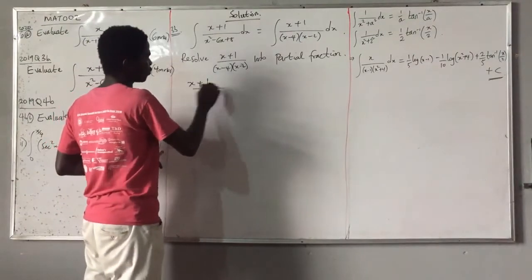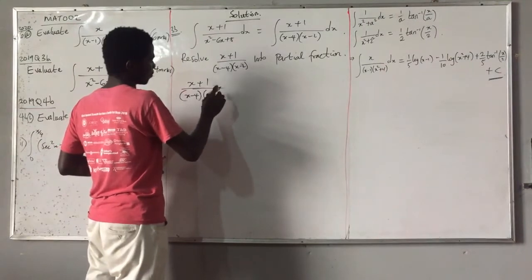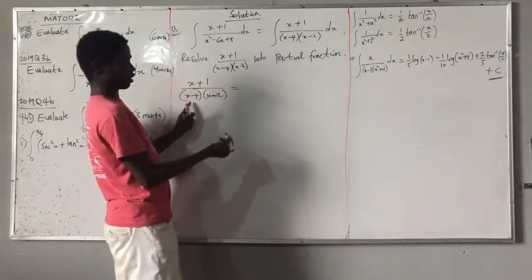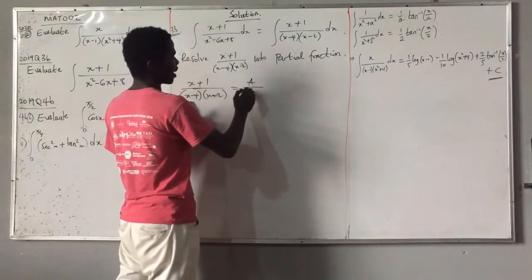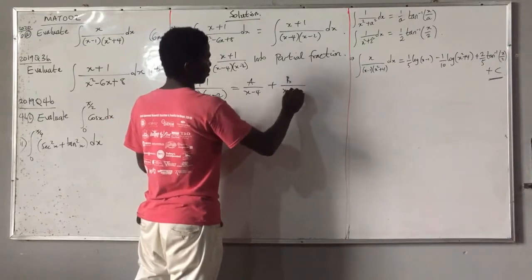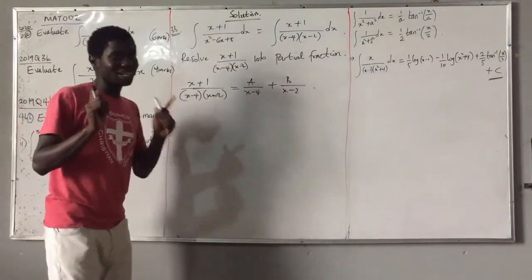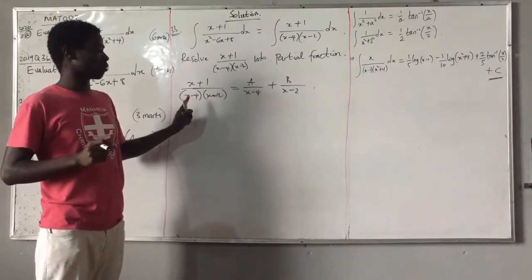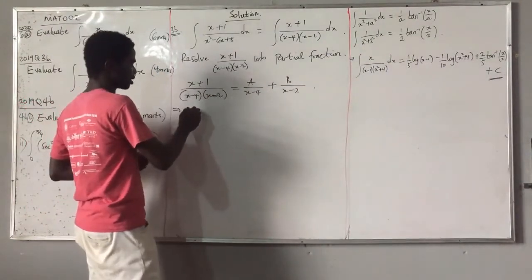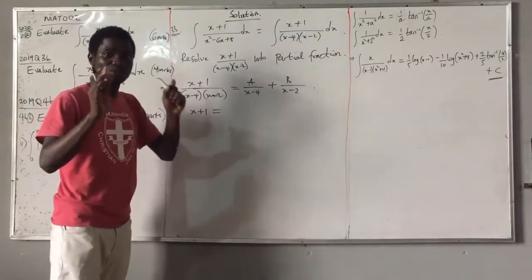You have s plus 1 over s minus 4, s minus 2, then it will be equal to a over s minus 4 plus b over s minus 2. So clear fraction. When I say clear fraction, it means you multiply all this by s minus 4, s minus 2. So you are just left with s plus 1 here, the numerator. Let me just tell you the summary of what you'll be left with.